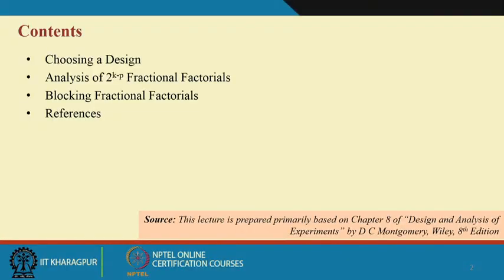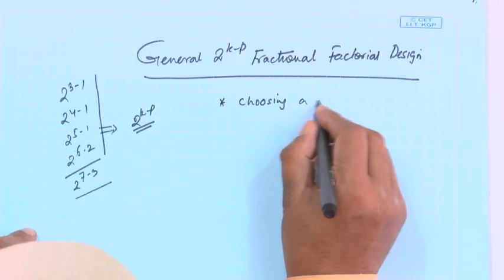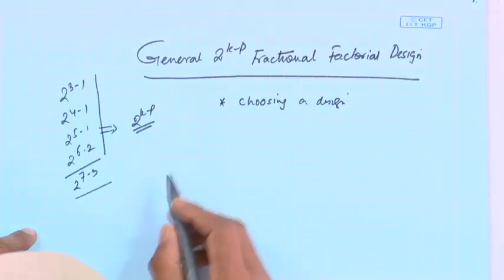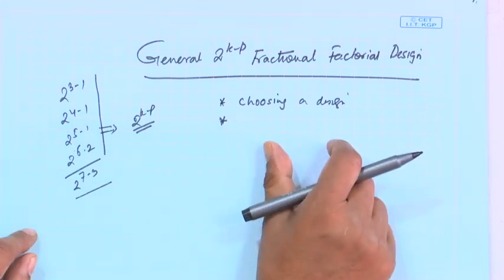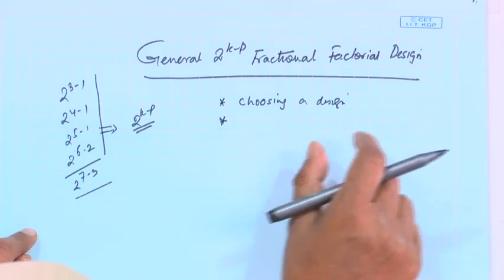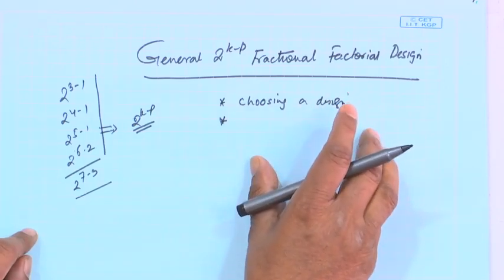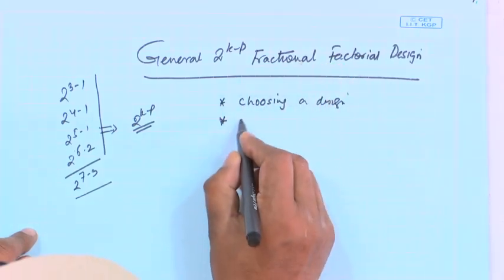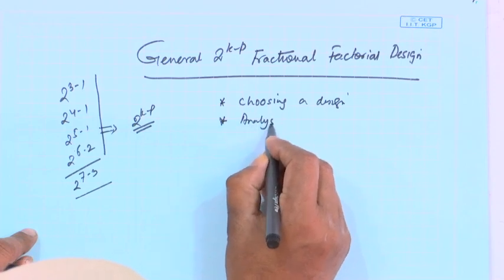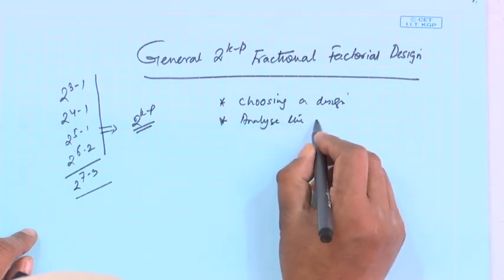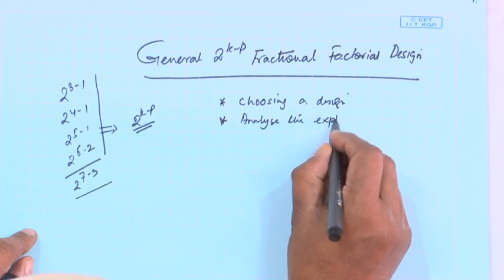What are the steps in this case? First step is choosing a design. So, what should be the correct or appropriate fractional factorial design? Then second one is, once you choose the design, you will run the experiment and get the experimental data. Then you will analyze the design, analyze the experimental data.